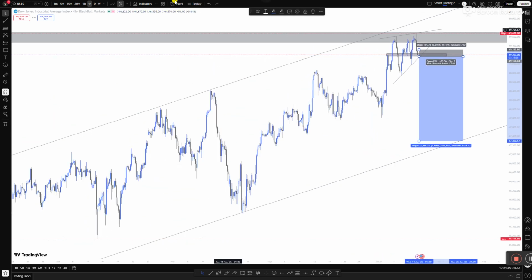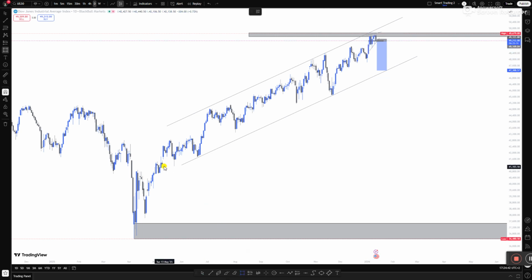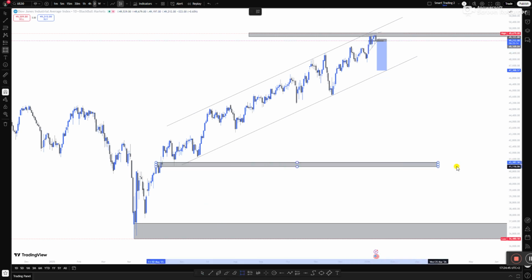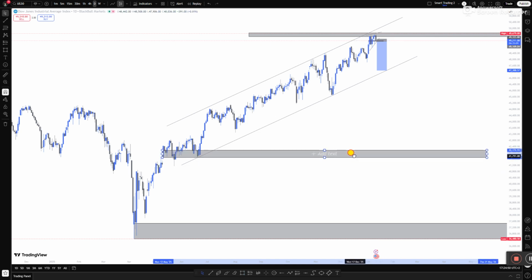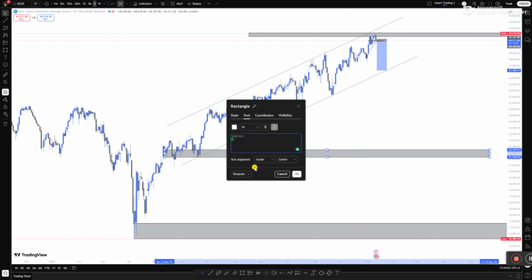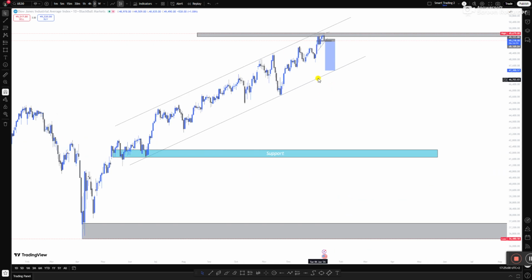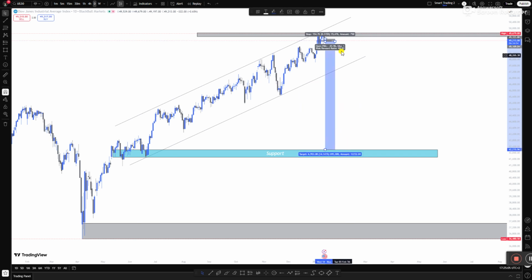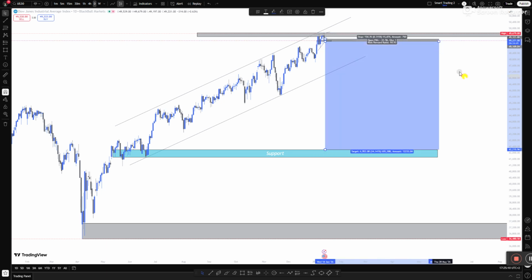So I saw something. In most cases, when we have ascending channels like this, right, something right over here, we're going to have our support. This will be our support, guys. Our support, right? This will be our support. So what I'm expecting is this. This is what I'm expecting. I don't know, guys, but this is what I'm expecting.